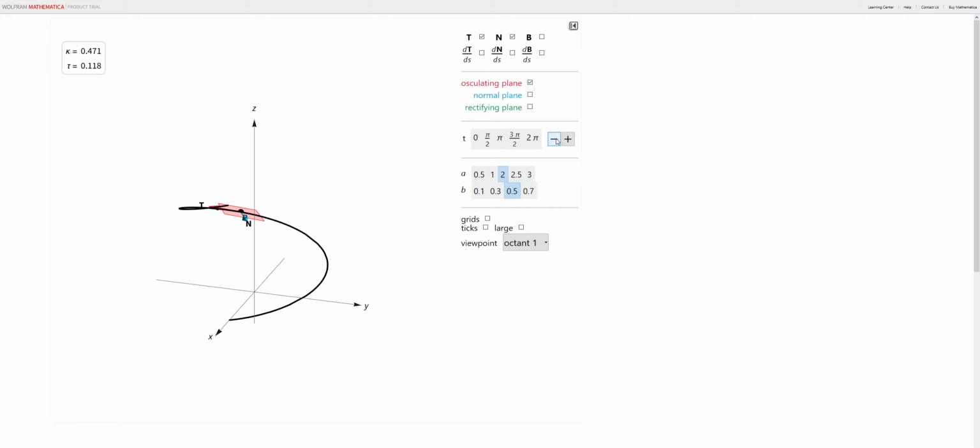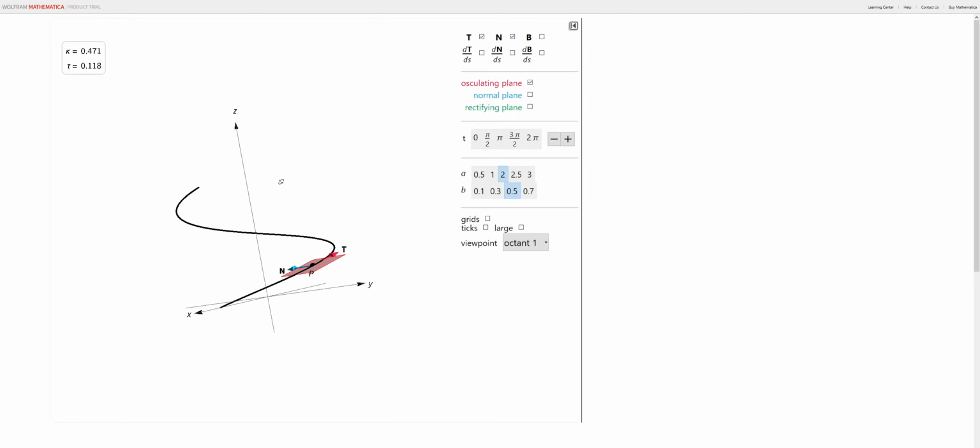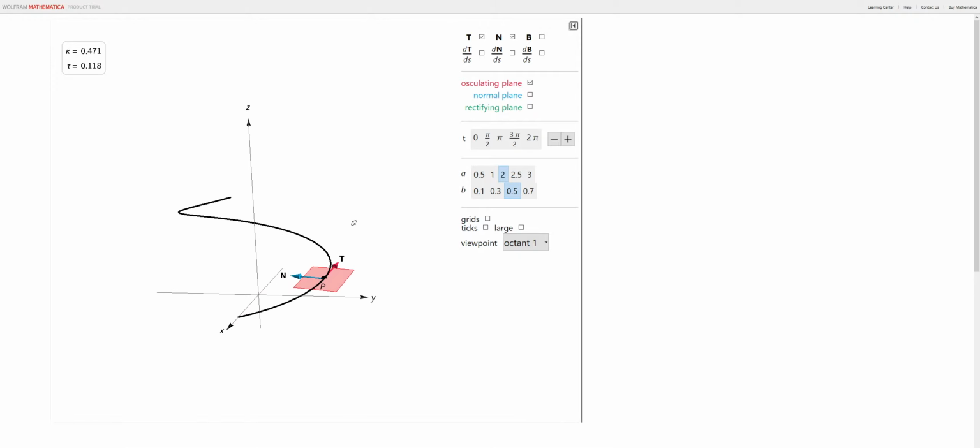And we have to think back to chapter 13. How do we keep track of the direction of a plane? Well, what we need is a normal vector to the plane. We need a vector that just comes straight out of it at 90 degrees, that's orthogonal to the plane, and then we can keep track of that.